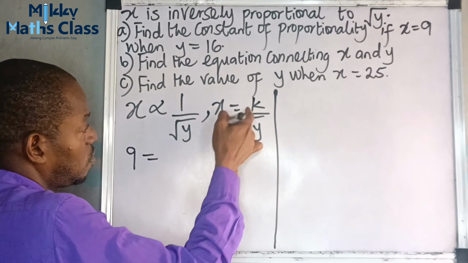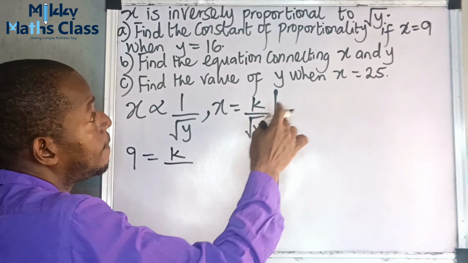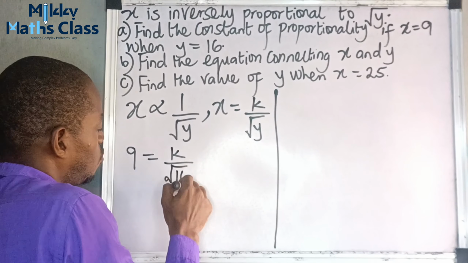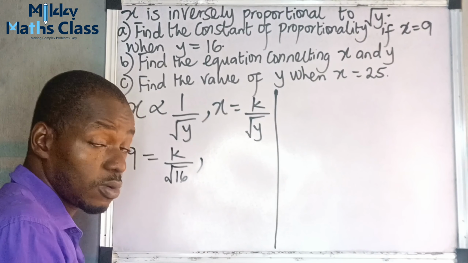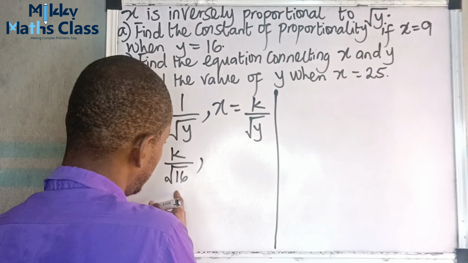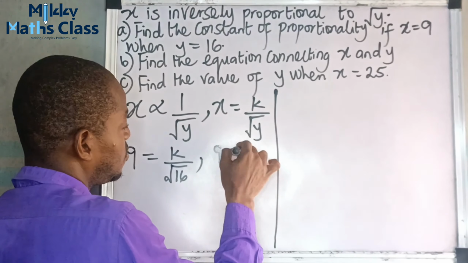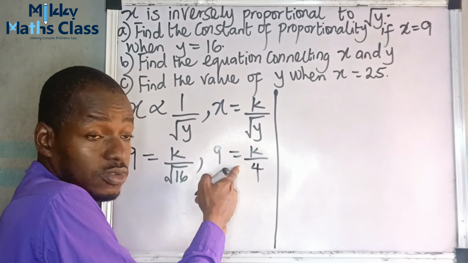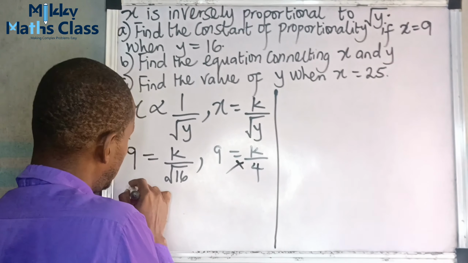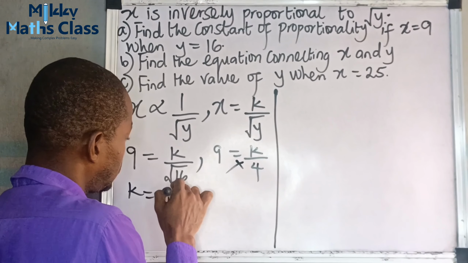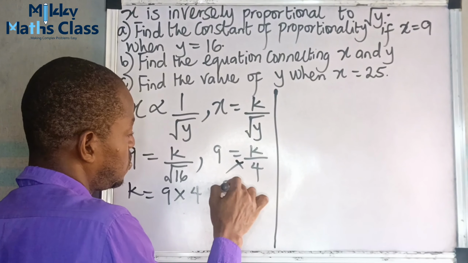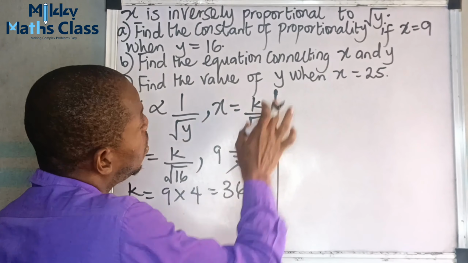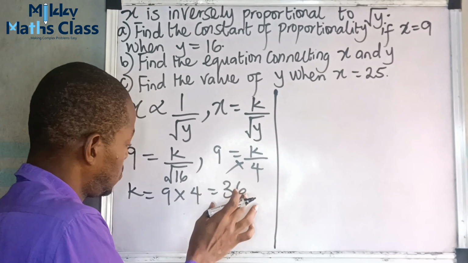9 equals K over, what's our y? 16. So root 16. So the square root of 16 is, what number will I multiply two times that will give me 16, which is 4. So that's 9 is equals to K over 4. To get our k, multiply both sides by 4 or cross multiply. So our k is equals to 9 times 4, which is 36. So our k, our constant of proportionality, is 36.